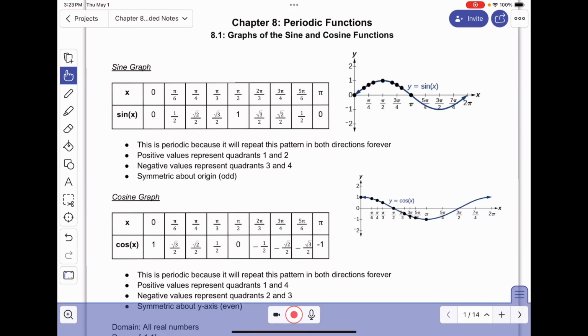Okay, chapter 8 talks about periodic functions. So sine, cosine, tangent, and then the reciprocal functions. In chapter 8, we're going to look at the graphs of sine and cosine and how those work.